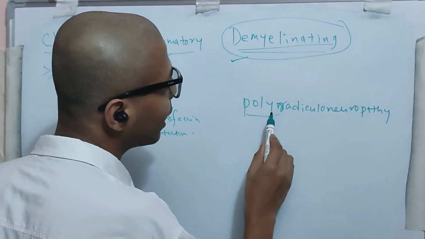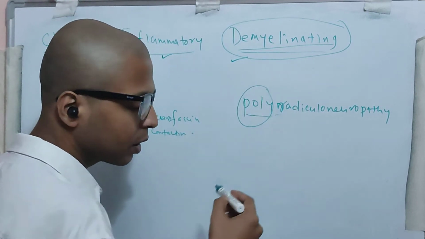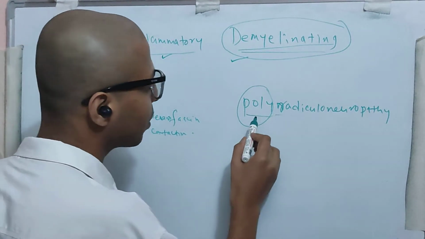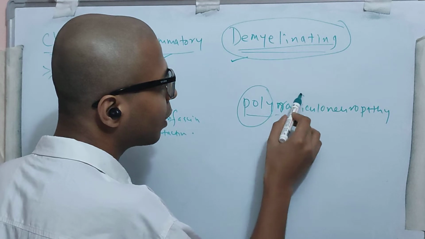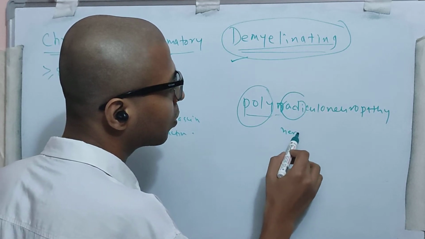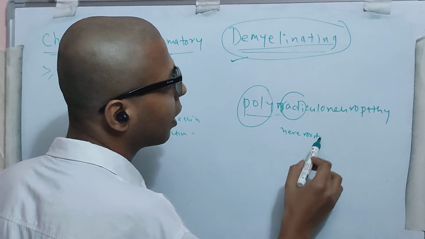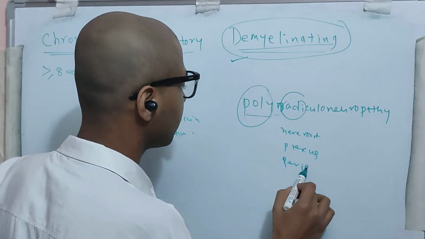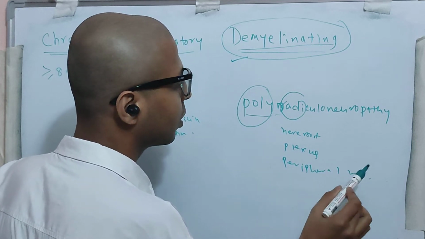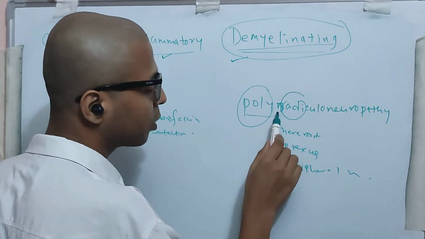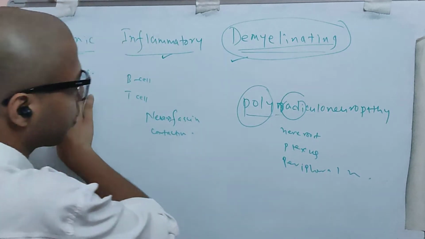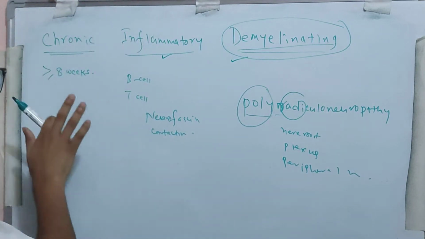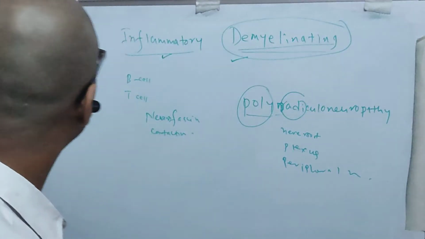And poly means it can affect any part of the limbs, upper limb or lower limb. And radiculo means it can affect the nerve root, plexus or peripheral nerves. It does not involve the spinal cord, but from the root till the distal nerve it can be affected. Okay, so that is the meaning of CIDP.